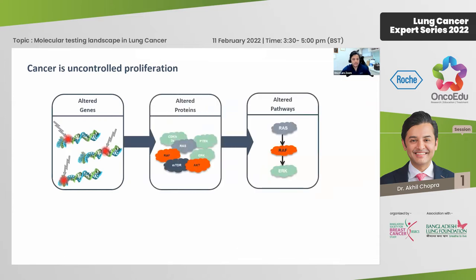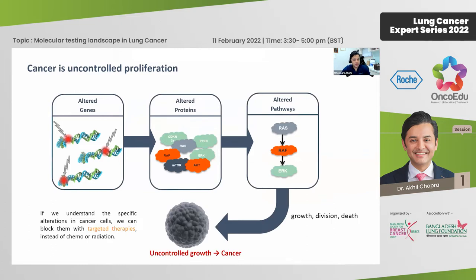When these genes, especially genes involved in cellular division, are altered, it leads to altered proteins, and this leads to altered pathways in the cell. These pathways are involved in growth, division, and apoptosis, eventually leading to uncontrolled growth, or what is called cancer. So if we can understand the specific alterations in these cancer cells, we can hopefully block them with targeted therapies instead of using chemotherapy and radiation.